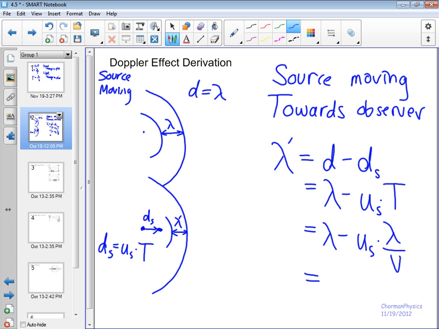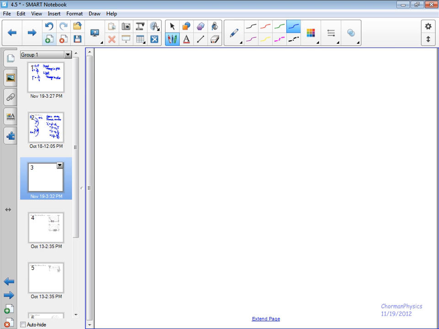And since both terms share lambda, use the distributive property, we end up with lambda prime equals lambda times 1 minus the ratio of the speed of the source to the wave speed. And this is the first equation that we're going to have for the Doppler effect. This is the new wavelength, based on the speed of the source and the wave speed.